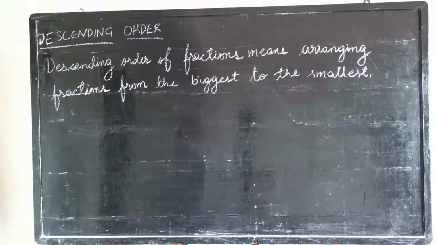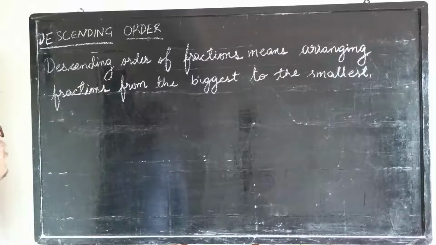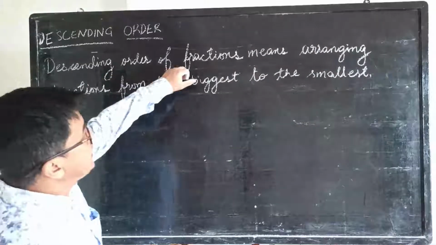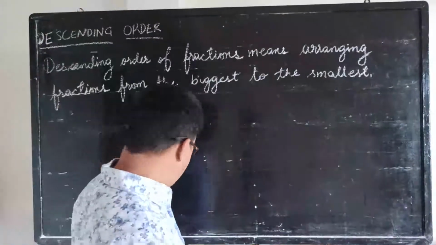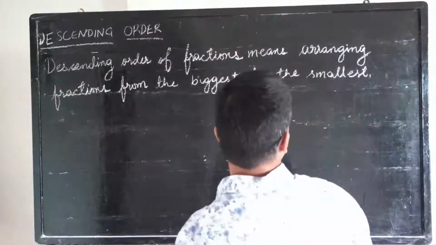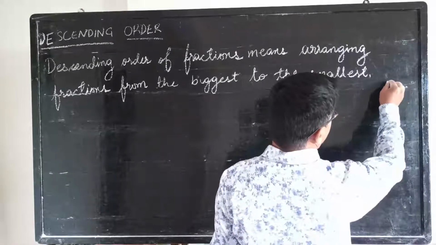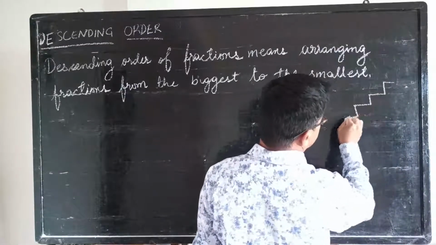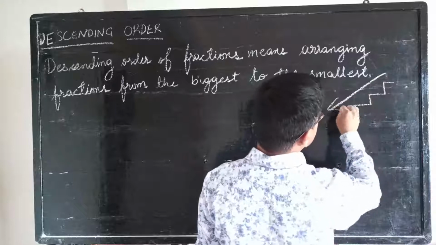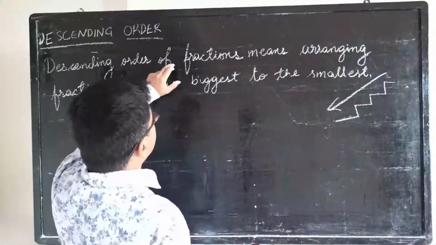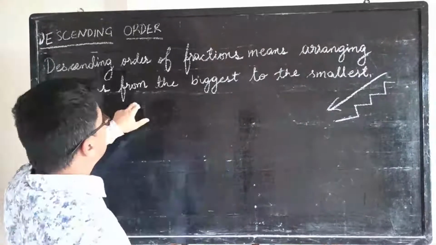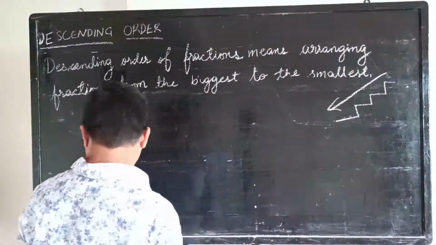Now we come to descending order. What does descending order mean? Descending order of fractions means arranging fractions from the biggest to the smallest. Descending means to go down like this, from the biggest to the smallest.